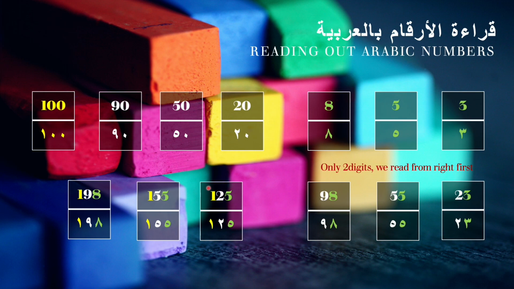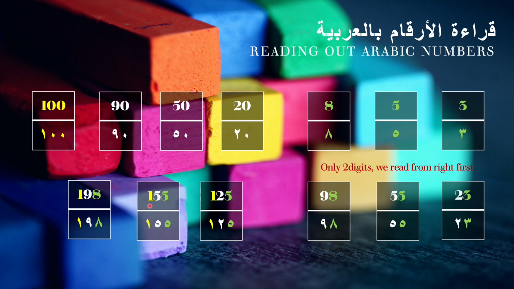Okay, now we have three digits, not only two. So what we will do, we will start similar to English. We will say 100, but we will not say 125. We'll say 100. When we come to the first two digits, we will read 5 and 20. So it becomes 100, 5 and 20. 125. And we always connect wa between the digits. Let's repeat this example. So it will become 100, 5 and 20.